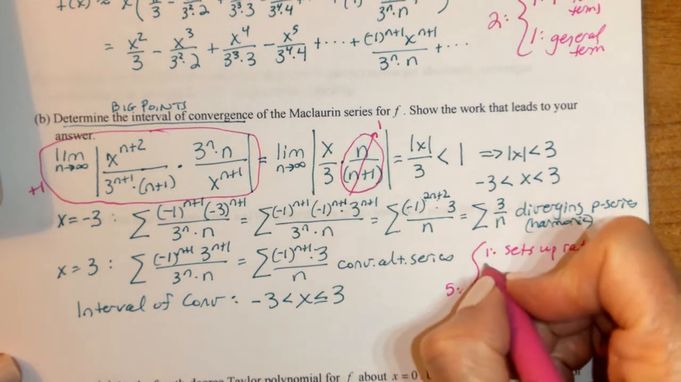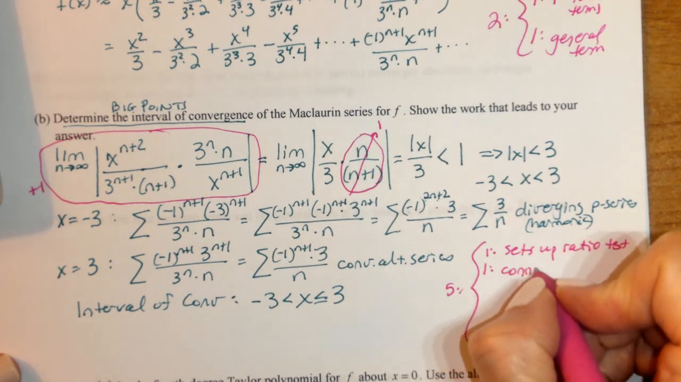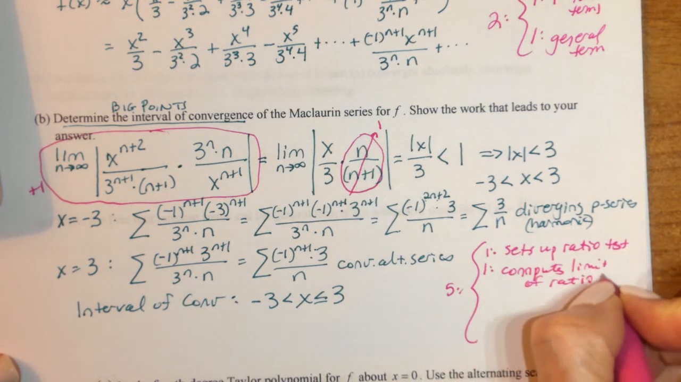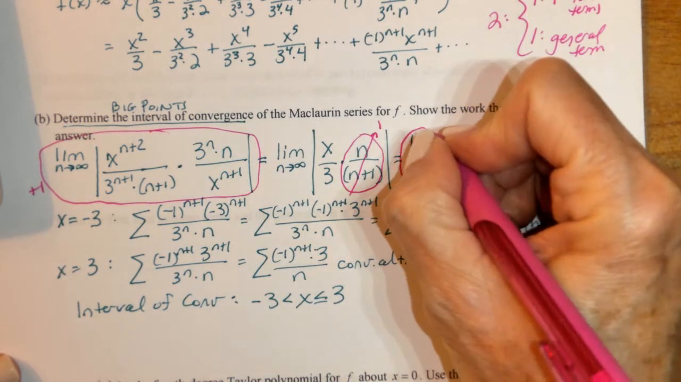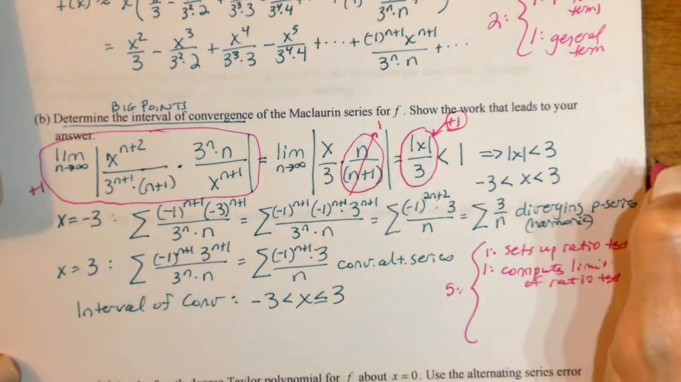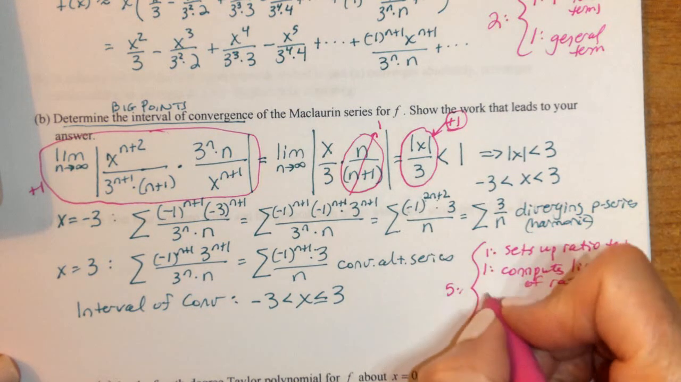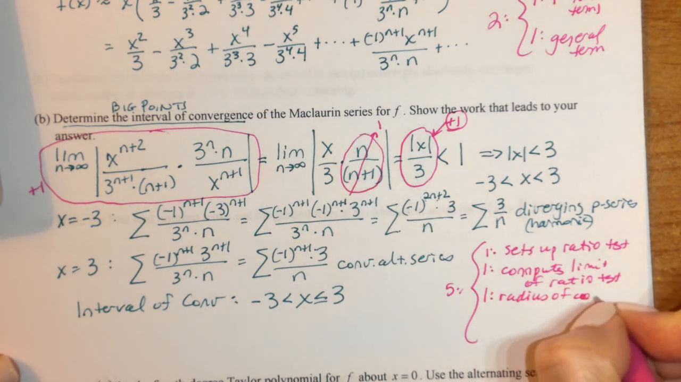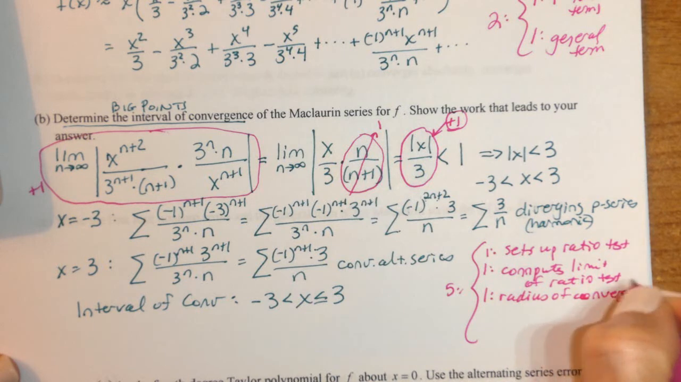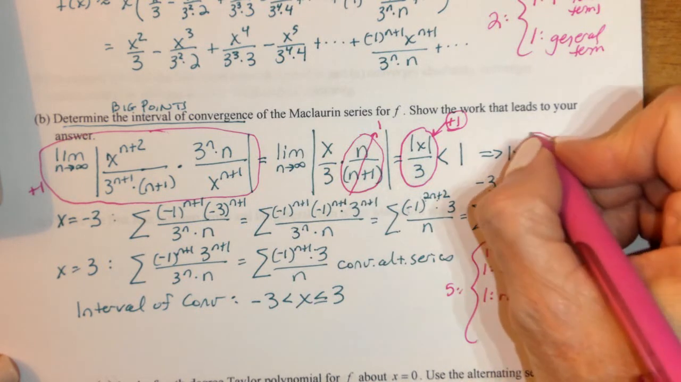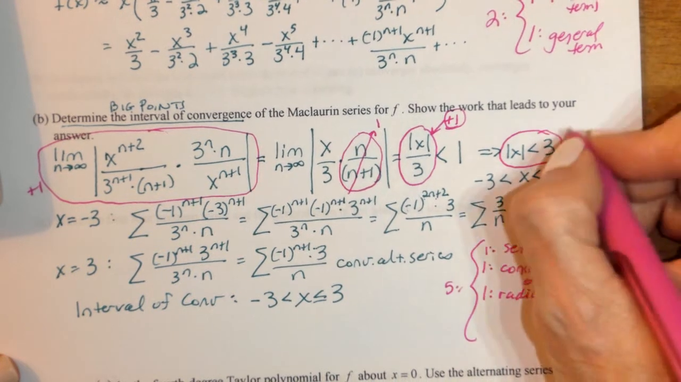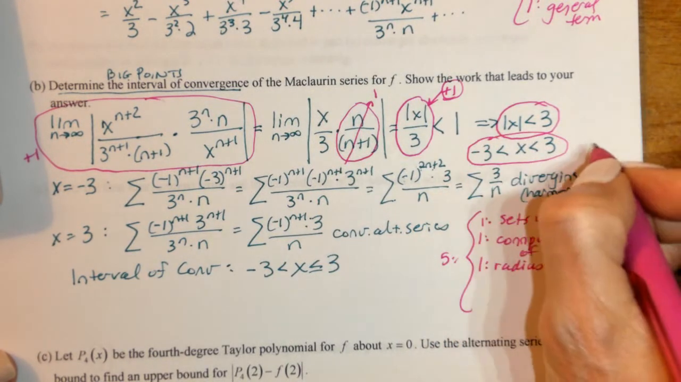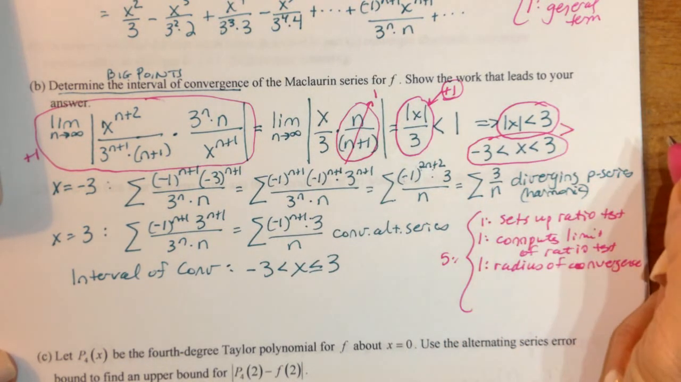Okay, the next point was given for computes the limit of the ratio test. So right here, this was worth a point. Next point was the radius of convergence. You don't need to say what the radius of convergence is, but they need to see it. And the radius of convergence is shown right here. That will get you that point. Another way you can show it is right here. One of those two ways needs to be shown.